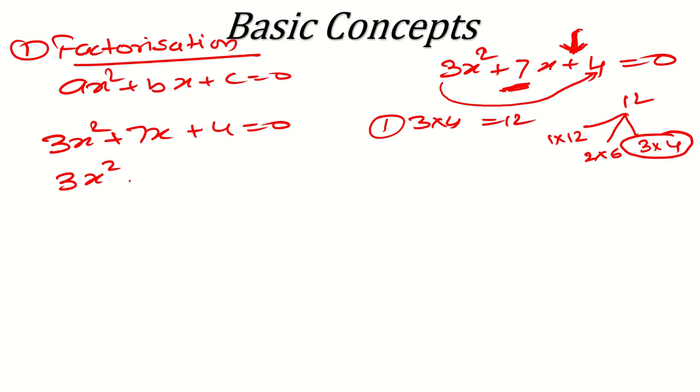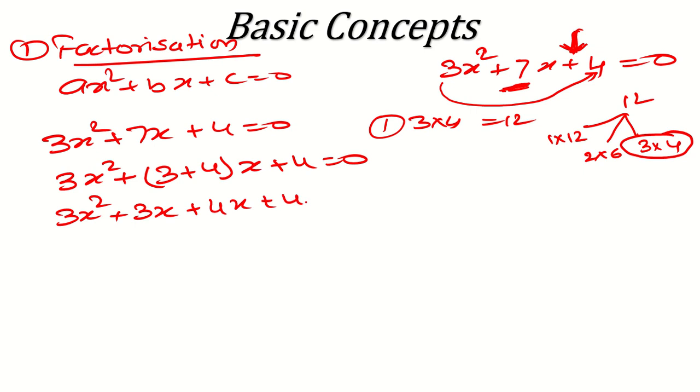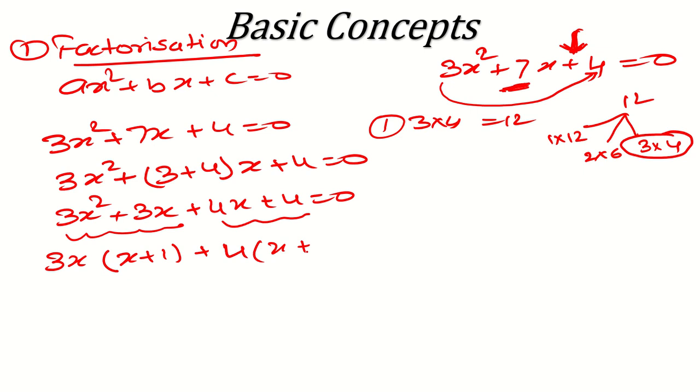Okay, so be careful. So 3x square plus 7x can be written as (3 plus 4) times x plus 4 equal to 0. Expand the bracket, so there are all positive signs, so no need to worry. Just apply the distributive property: 3x square plus 3x plus 4x plus 4 equal to 0. Now from these two terms and these two terms, can we take something common? From the first two terms we can take 3x common, so 3x times (x plus 1). From the last two terms we can take 4 common, so 4 times (x plus 1). x plus 1 is taken common from the whole expression, so it will be (x plus 1)(3x plus 4).